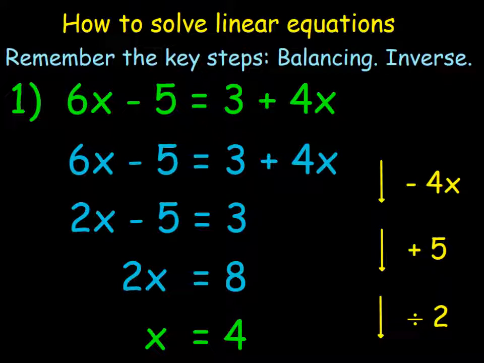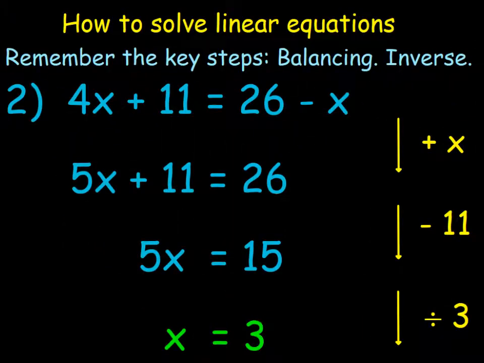is the right answer. And if we checked by putting x equals 4 back into the equation, we'd end up with 6 times 4 is 24, 24 minus 5 is 19, and on the right hand side, 3 add 4 lots of 4, 4 4s are 16, 16 add 3 is 19, so we have the right answer.